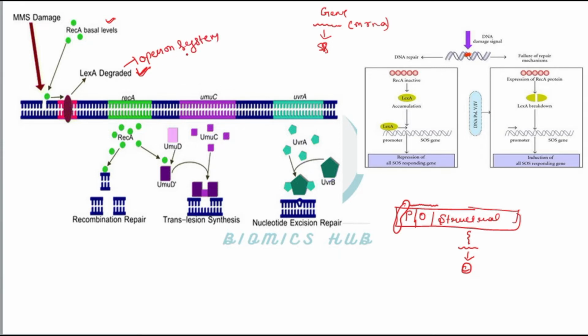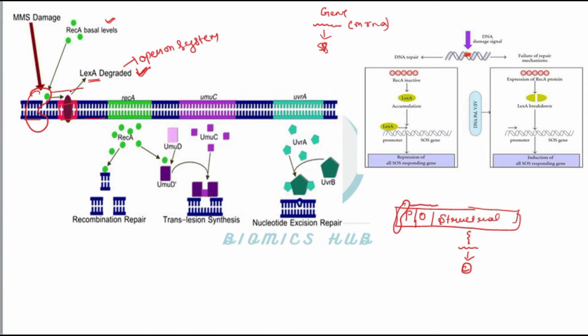As it is the inhibitor of this operon system, it will inhibit the work of REC-A, UMUC as well as UVRA. These were the structural genes present in this operon system, and the LEX-A will be present in the promoter region. This blue one is the promoter region, and here there is a box which is known as the SOS box. Upon this SOS box, there is a LEX-A protein which is inhibiting the operon system. So when the RNA polymerase comes and binds, it cannot cross this portion. So there will be no synthesis of the structural genes in the normal cell.